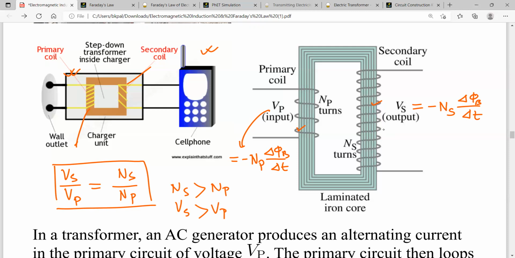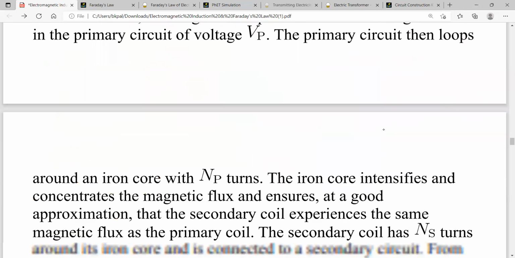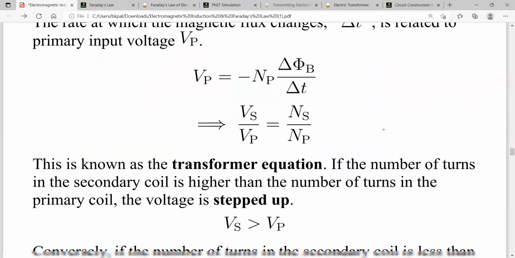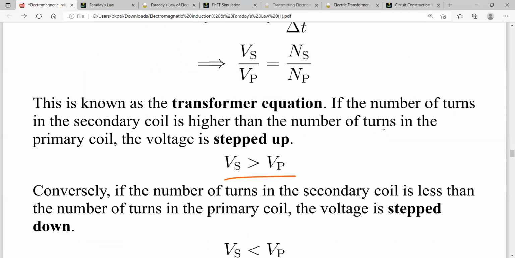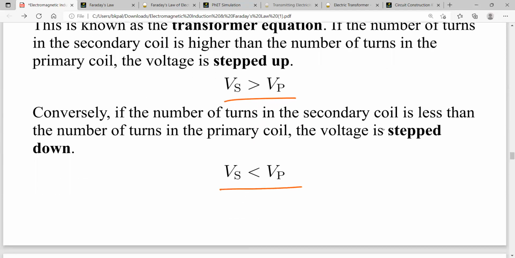Okay, so depending on that, we call one type of transformer a step up, another type of transformer a step down. Step up means secondary voltage is higher than primary voltage. Step down means secondary voltage is less than primary voltage.